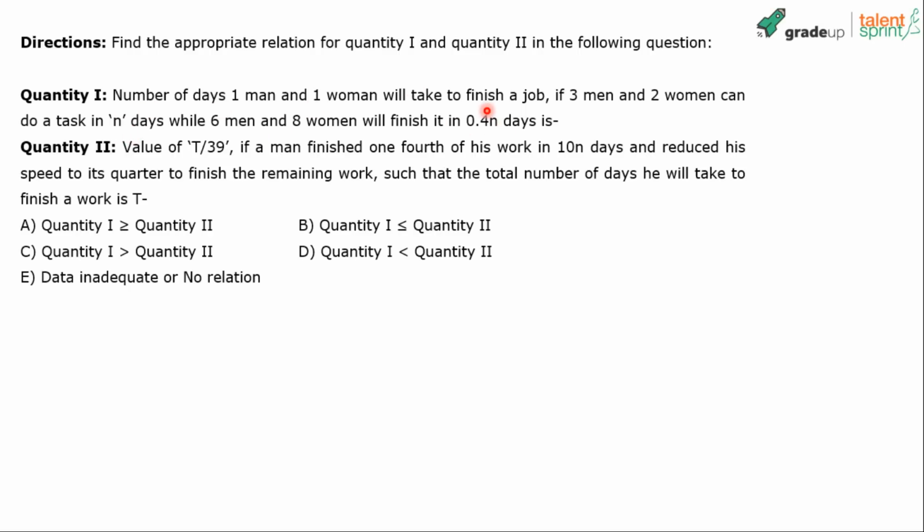N and 0.4 n. And then quantity 2, he says, what will be the value of t by 39? So quantity 2 is nothing but t by 39. If a man finished 1/4 of his work in 10 days and reduced his speed to its quarter to finish the remaining work, such that the total number of days he will take to finish the work is t.